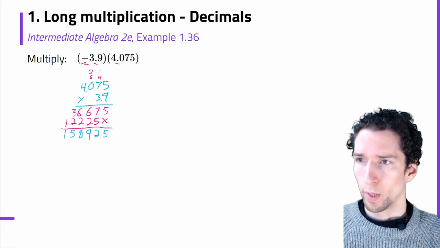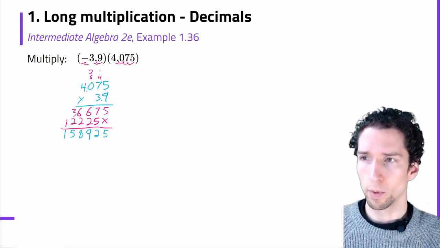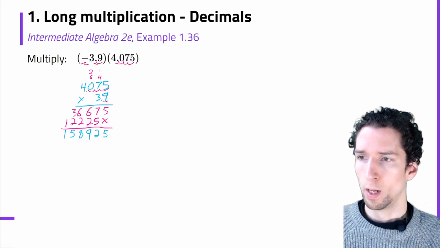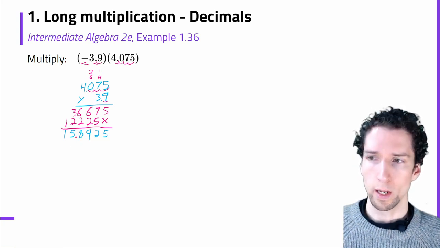So up front here we can count. We had 3 decimal places in the second number, 1 decimal place in the first number. So 1, 2, 3, and 1. So let's just put those back in here. 1, 2, 3, 4. There is our decimal. So it's 15.8925.